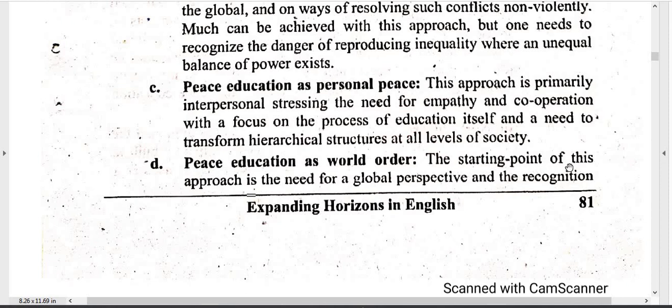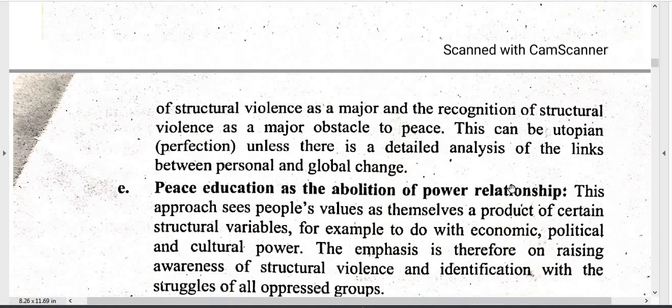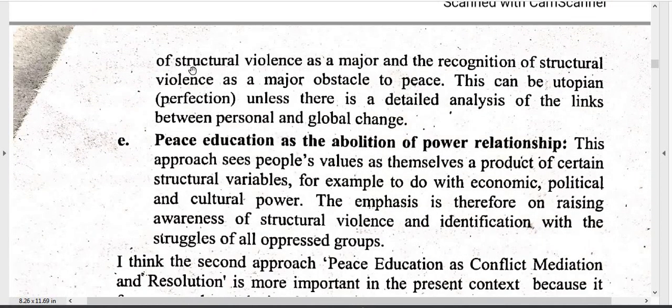The starting point of this approach is the need for a global perspective and the recognition of structural violence as a major obstacle to peace. This can be utopian perfection unless there is a detailed analysis of the links between personal and global change.